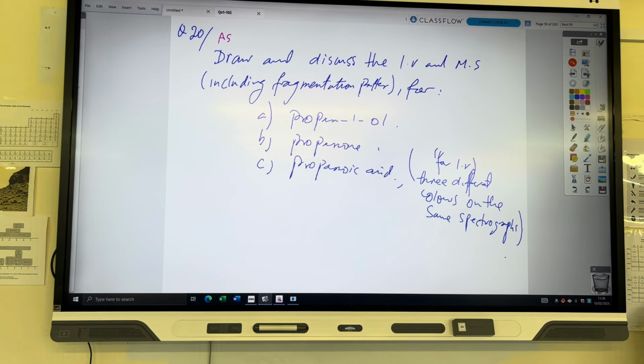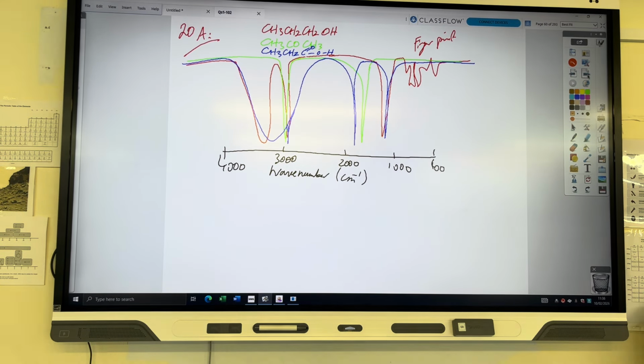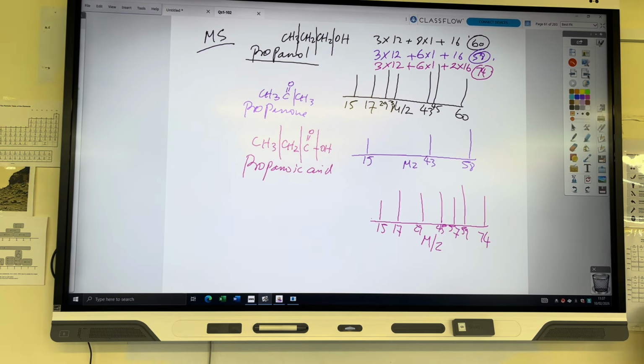And the last question on this video clip, draw and discuss the IR and mass spec including fragmentation patterns for propanol, propanone, and propanoic acid. And for IR, I've suggested that you can actually use the same spectrograph, but draw your spectra using 3 different colors. And that is the answer. And for the mass spec.